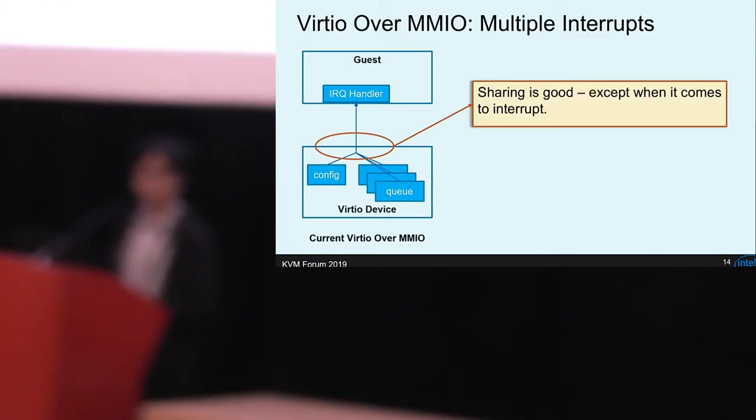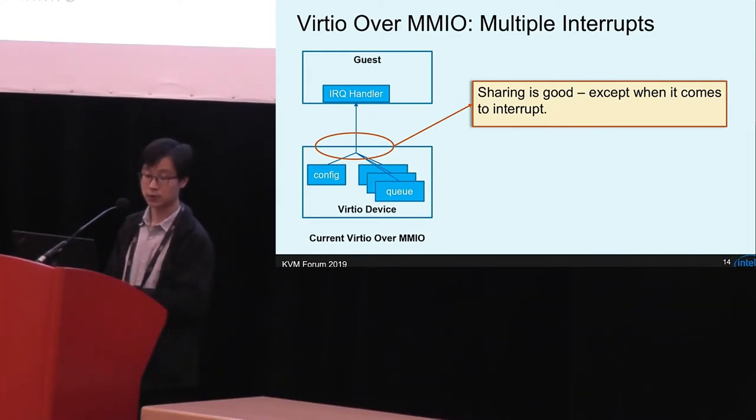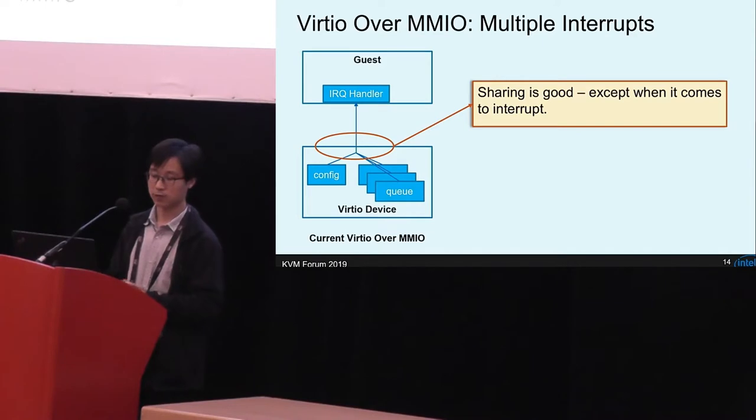So let's check the multiple interrupt support. This is the current status for virtio-MMIO. Both configuration change notification and the queue change notification share the same IRQ. That is not good, since in the guest interrupt handler, we have to check what exactly the interrupt is. Is it a configuration change or a queue change? If it's a queue change, which queue is it? Also, this prevents us from doing true parallelization.